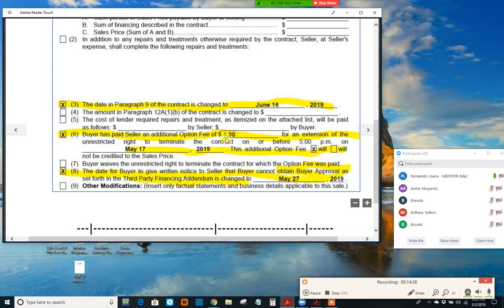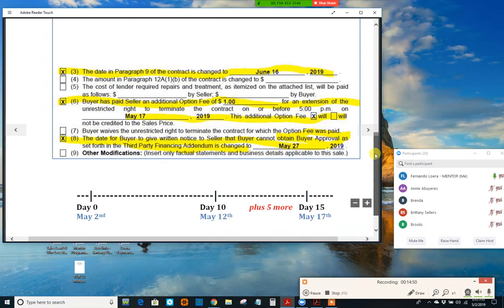So here it's saying the buyer has paid the seller an additional option fee of $1 for an extension of the unrestricted right to terminate on or before 5 p.m. Again, it's reminding you that it ends at 5 p.m. on May 17, 2019. This additional option fee will be credited, meaning that they're going to get their $1 back. And this is the buyer paying the seller $1.